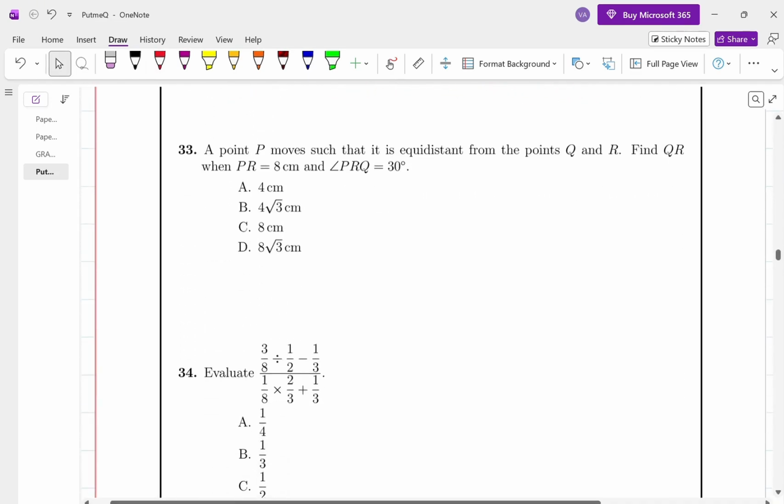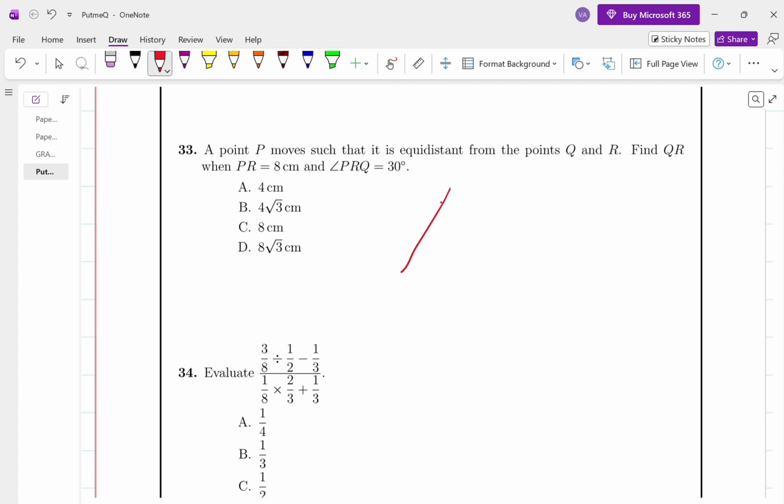Okay, next one. This is a lot. A point P moves such that it is equidistant from the points Q and R. Find QR when PR equals 8 centimeters and the angle of this is equal to 30. Now, provided there's an angle, it means we're having a triangle. And then if P is equidistant from Q and R, it means P is on the perpendicular bisector of the line QR. So let me draw.